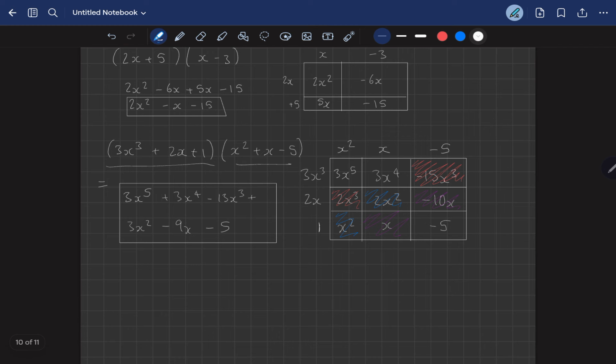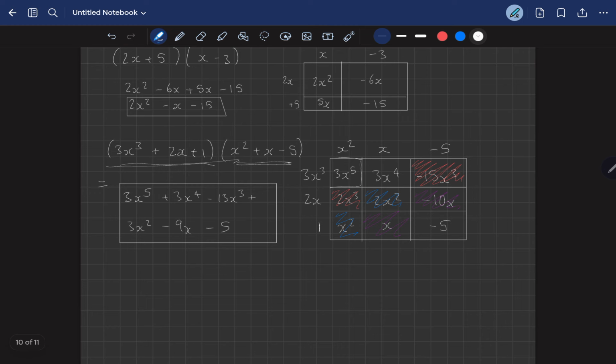Now, let me just recap what we did. We labeled the sides of this square as each term in our multiplication. And the area is the product of the two terms. However, we're splitting each length into its individual terms and finding the area of each. So we're splitting this entire length into x squared plus x minus 5. And we're splitting this length into 3x cubed, 2x, and 1. And then we multiply each term by each term to find the area of each individual box.